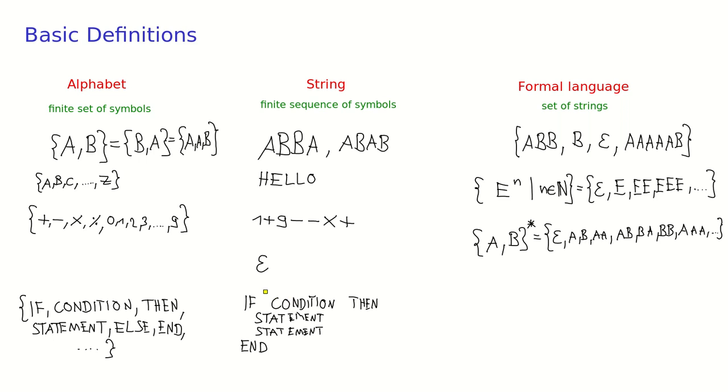Okay, I hope everything is clear about alphabet, string, and formal language. If you have any questions, you can write comments on the video, and in the next video we will define finite state machines, deterministic finite automata.